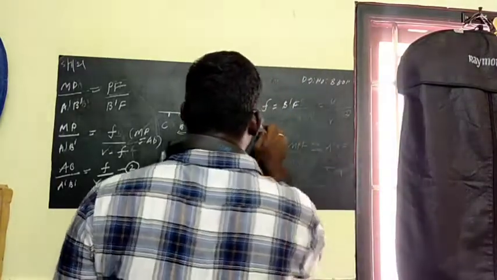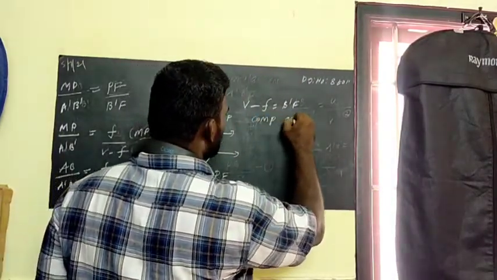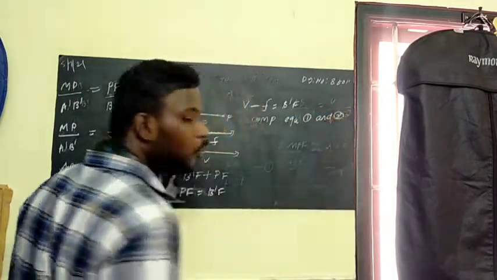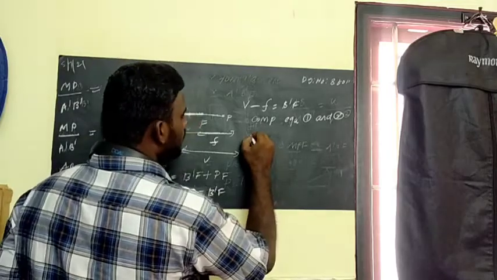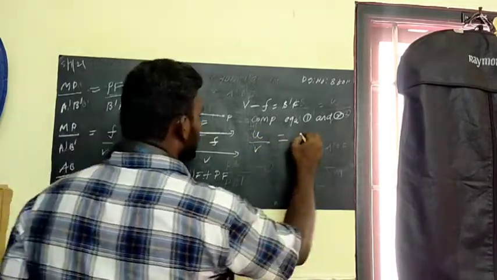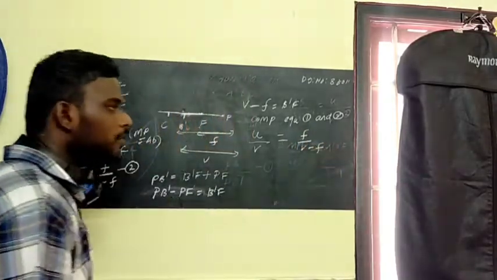Now comparing equations 1 and 2. What is my equation 1? That is u by v. What is my equation number 2? That is f divided by v minus f.